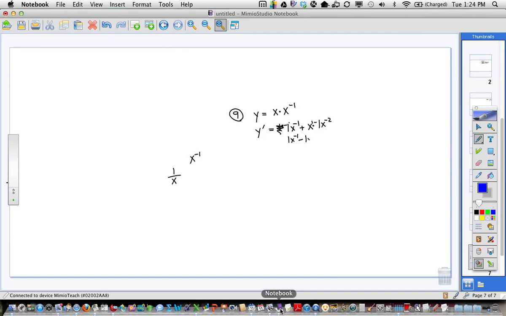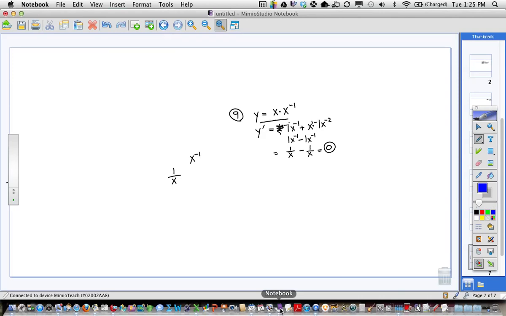Negative 1. What do you get if you add those together? That's 1 over x minus, isn't it 0? It's 0. Thank you, Raf. Now, that's the first way you're supposed to do it.